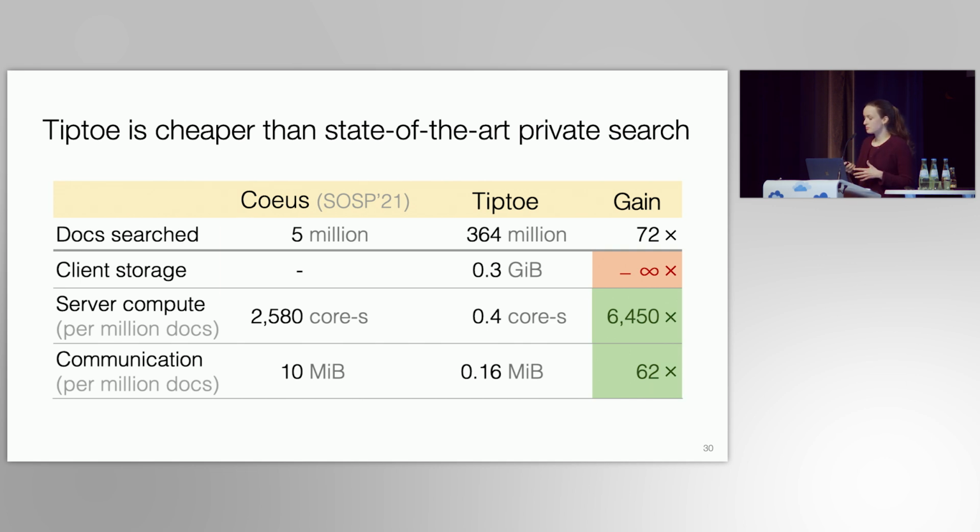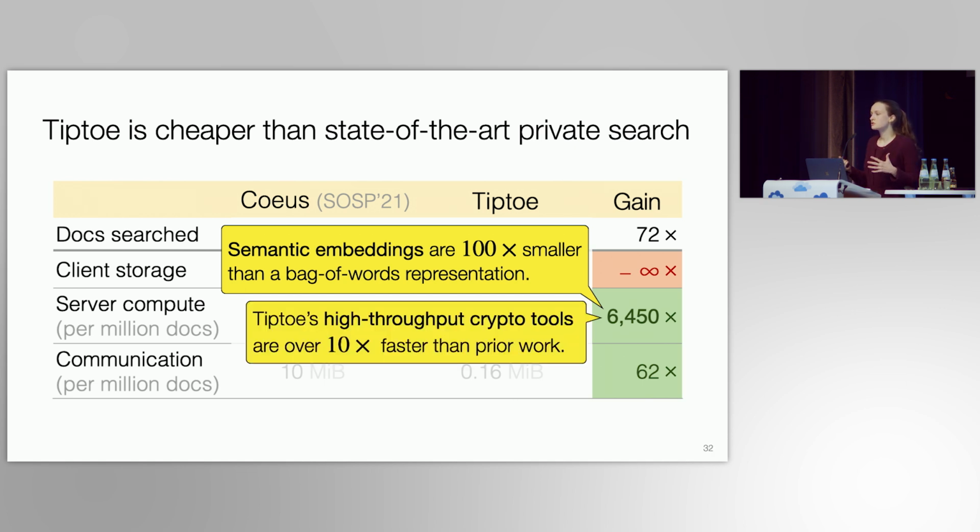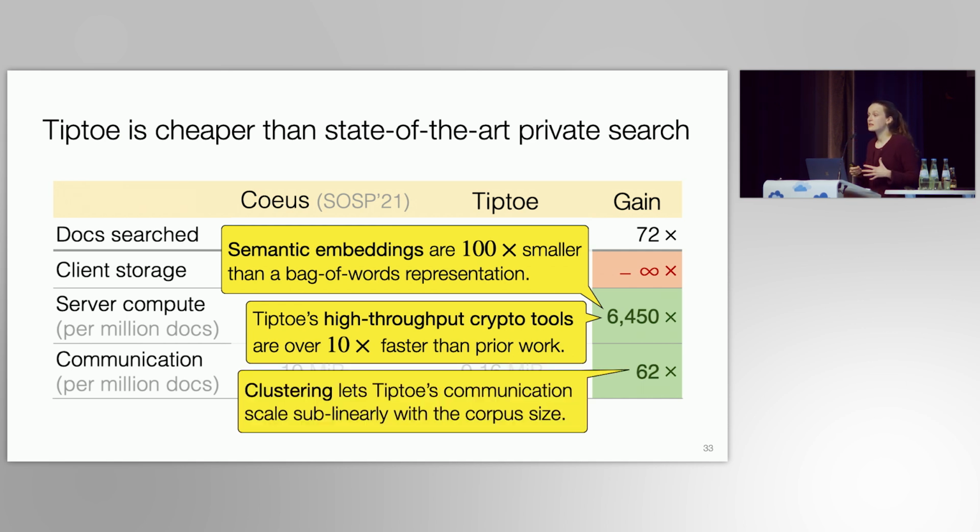Roughly, we attribute these performance improvements to, first of all, Tiptoe's use of semantic embeddings, which give us concise document representations that are 2 orders of magnitude smaller than using a bag of words representation. Also Tiptoe's use of Simple PIR, which has roughly an order of magnitude higher throughput than prior work. And finally, the improvement in communication comes from Tiptoe's use of clustering, which lets the communication scale sublinearly rather than linearly with the number of documents in the corpus.